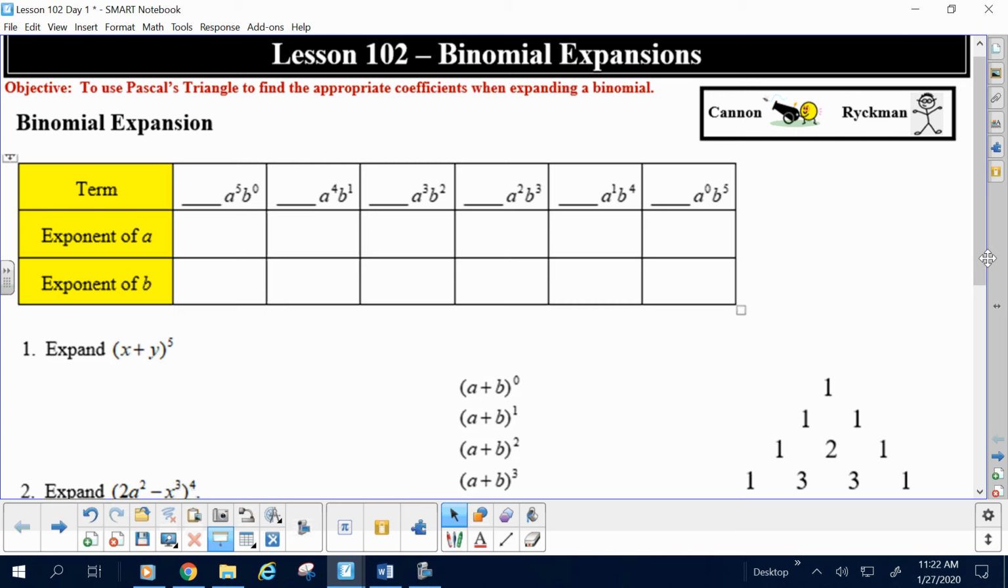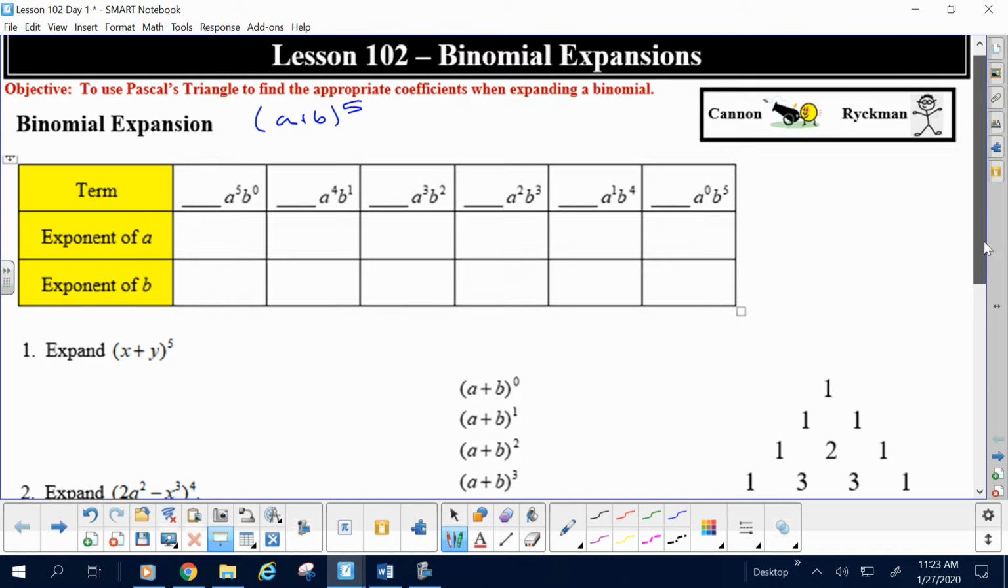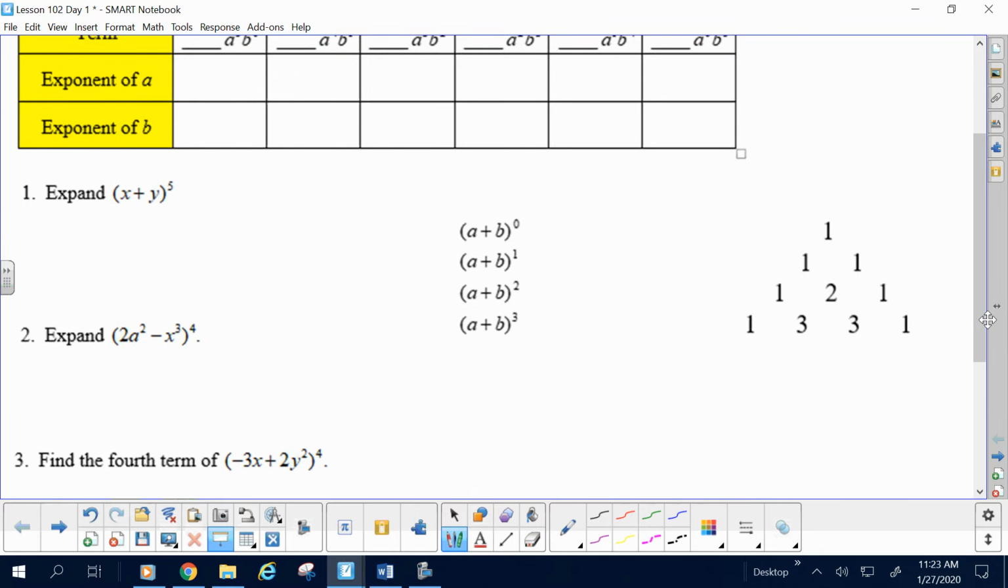All right, sorry. So my point is that there's a big use to this coming, and once we get it nailed down, you'll be good to go. All right, so remember back when we did something like a plus b to the 5th, how do we do the coefficients? Pascal's triangle. Okay, so let's go here and finish that.